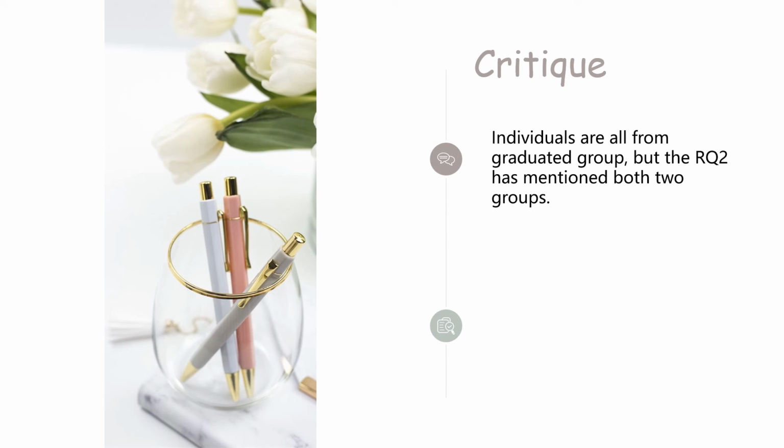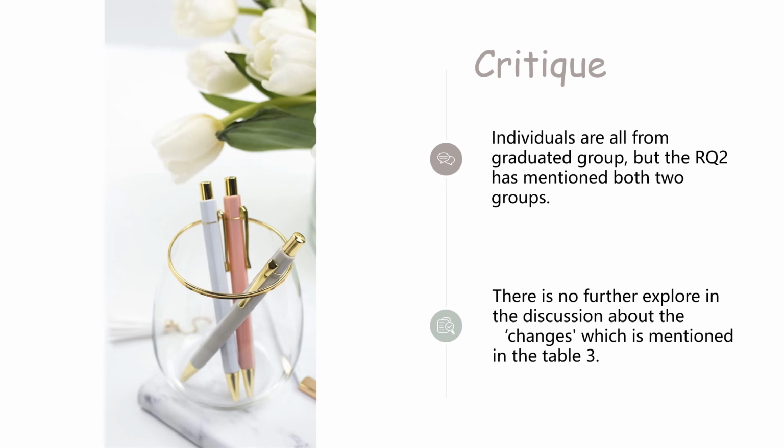The first critique is that the individuals are all from the graduated group, but research question 2 mentions that we need to select individuals from the graduated group and the explicit group. The second critique is that there is no further exploration in the discussion about the changes mentioned in table 3. Table 3 has the result about a little change in the number of strategies employed to address article errors either within or between conferences, but there is no further discussion.